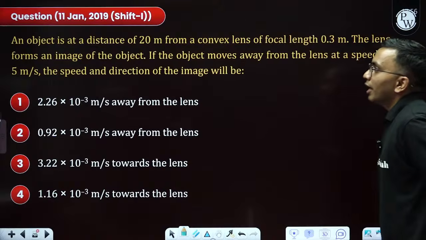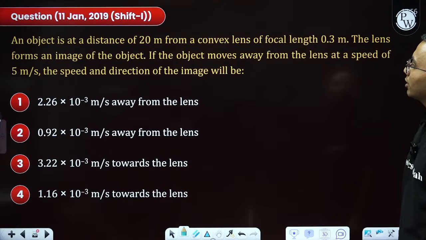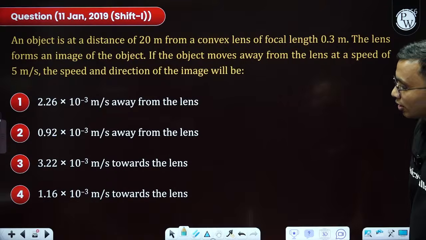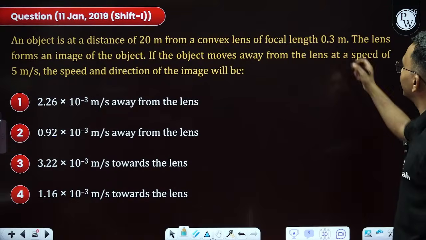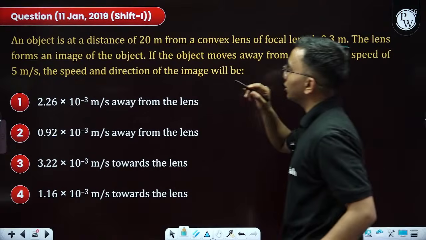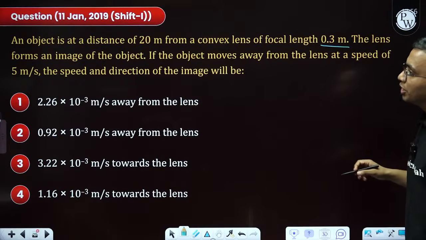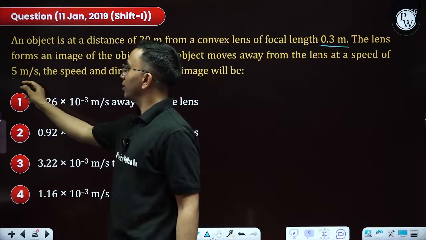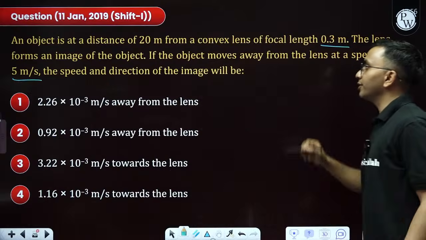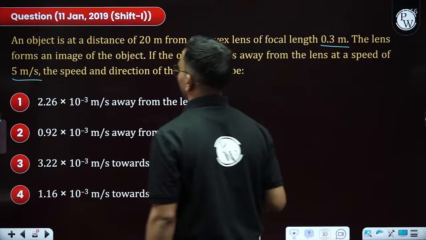Next question. An object is at a distance of 20 meter from a convex lens of focal length 0.3 meter. The lens forms an image of the object. If the object moves away from the lens at a speed of 5 meter per second, the speed and direction of the image will be, okay, velocity formula.